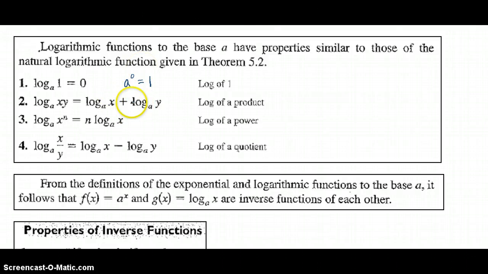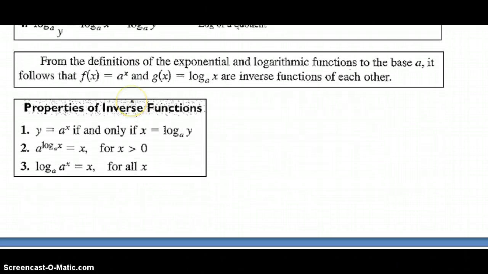From the definitions of the exponential and logarithmic functions to the base a, it follows that f of x equals a to the x and g of x equals log base a of x are inverse functions of each other. And of course, inverse functions have special properties. So y equals a to the x if and only if x equals log base a of y. That's just the conversion from exponential to logarithmic form.